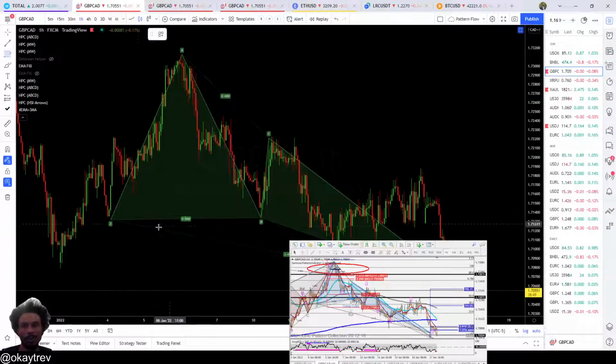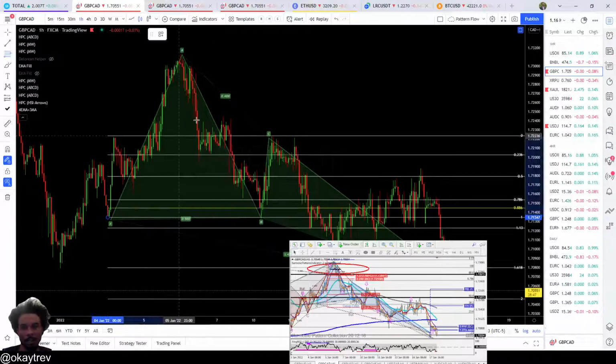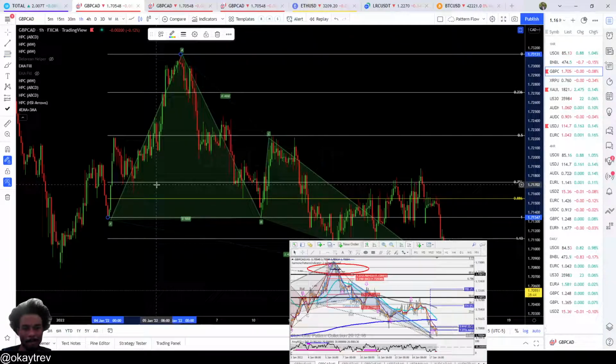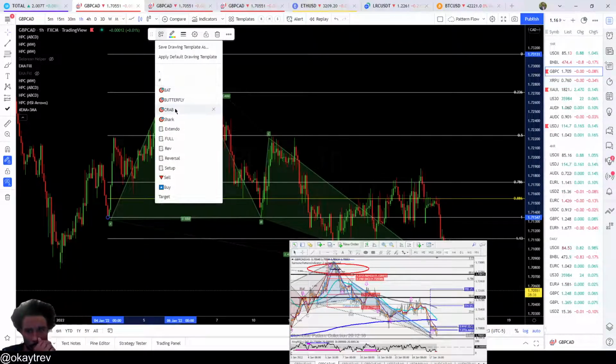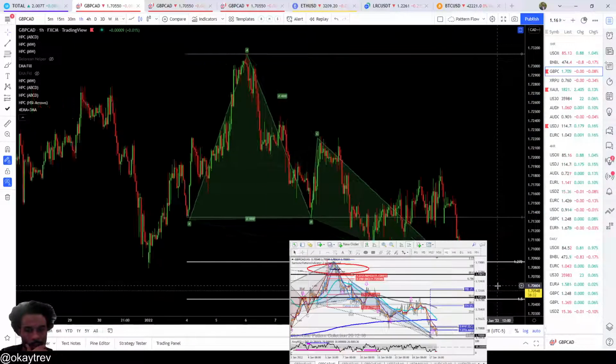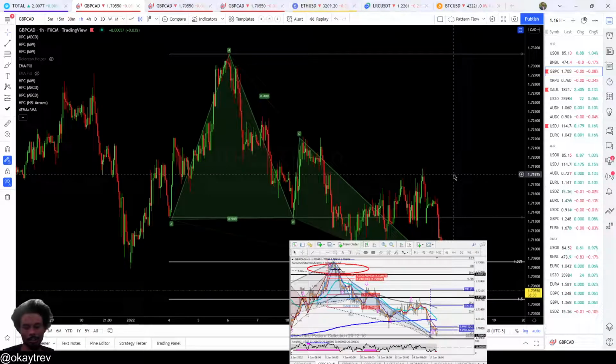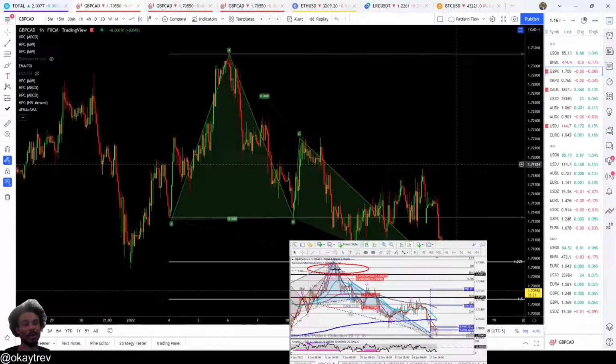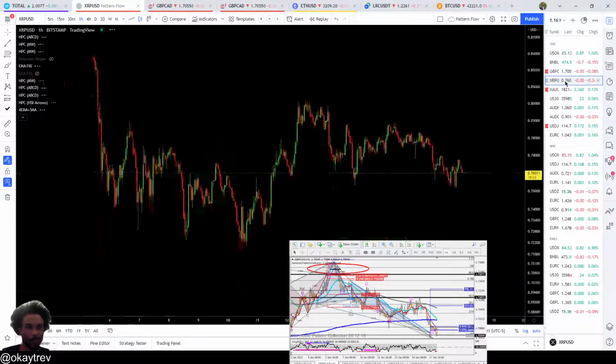So let's double confirm that. Let's draw our Fibonacci from our X to our A point. And what type of pattern is this for GBP CAD? We're looking for a deep crab. Deep crabs confirm at the 1618 level. I'm gonna go to my Fibonacci. I'm gonna go to a crab. Interesting, because it's not even there. Or this is a pending crab. Wow. All right, so we're not even gonna worry about this pattern. No need to worry about it.